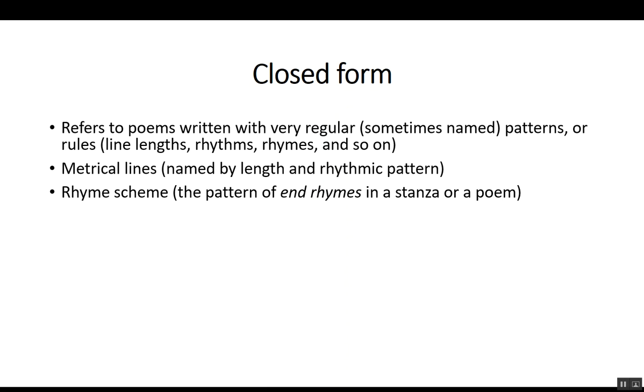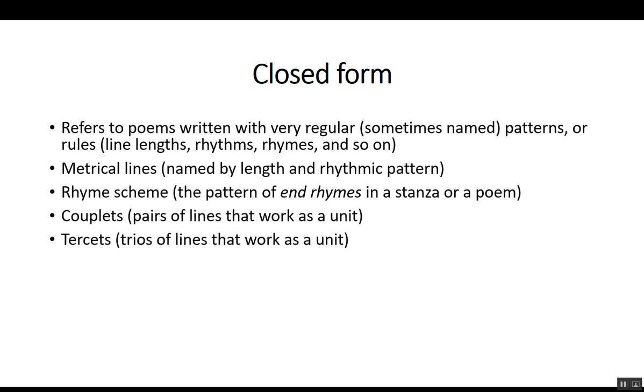There are different commonplace names of forms that refer to how lines are grouped together and organized in a poem. When you have a poem or a stanza written in couplets, couplets are pairs of lines that work as a unit. You can have poems written in tercets, which are trios of lines that work as a unit, groups of lines of three. And those are often connected visually by being broken up into stanzas of three lines. You can have quatrains, again a stanza form, meaning quartets or groups of four lines that work as a unit.